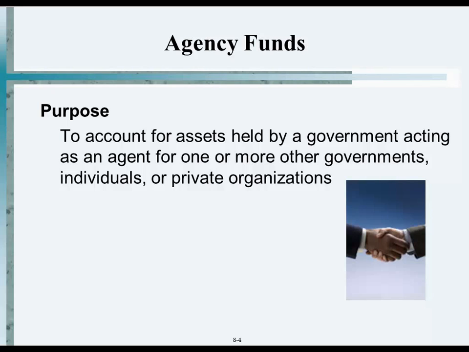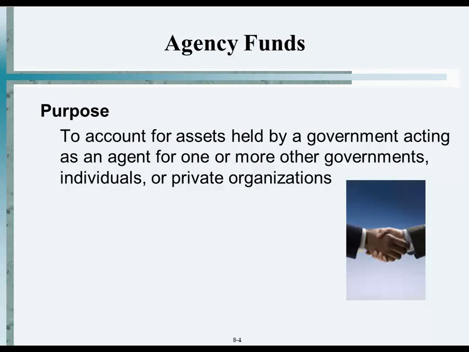Now, there were some things that I talked to you about agency funds. First of all, they are assets held by a government acting as an agent for one or more other governments, individuals, or organizations. And for that reason, the government holds those assets in a custodial capacity. The word is custodial capacity. They're held, and then they are given to the individual or organizations for whom they're held.